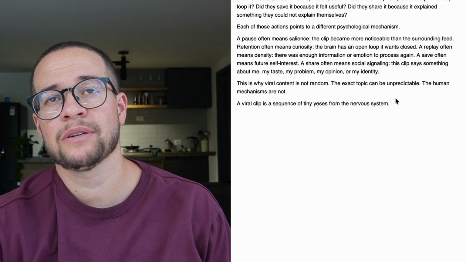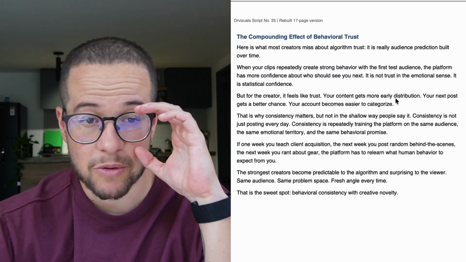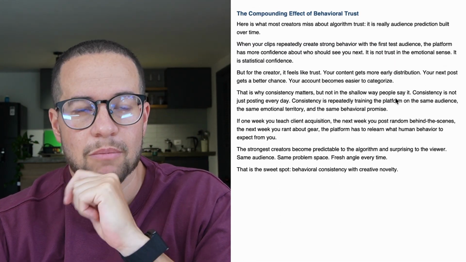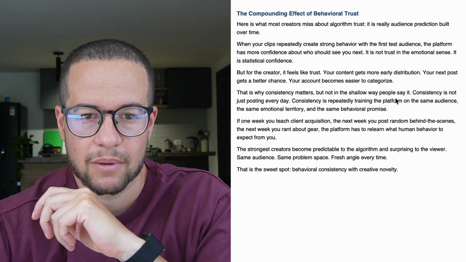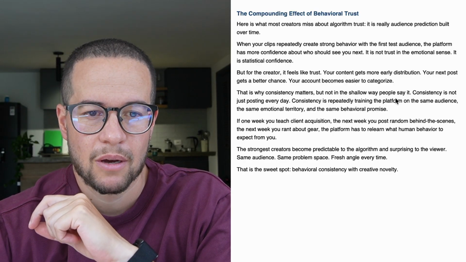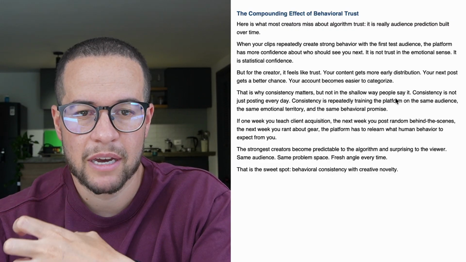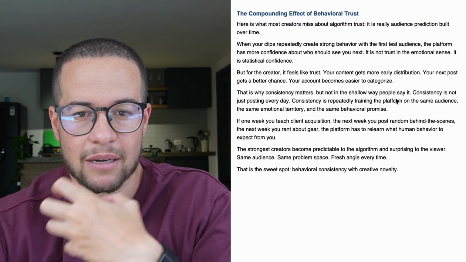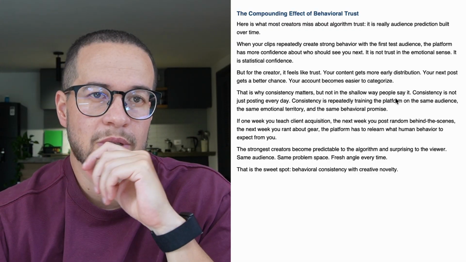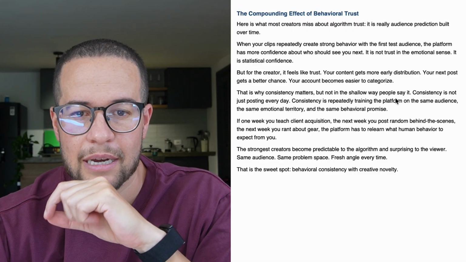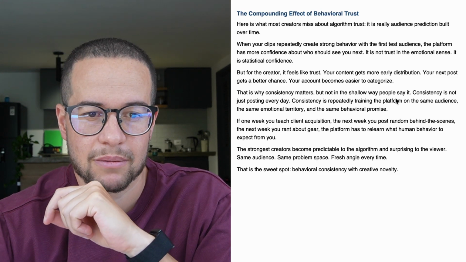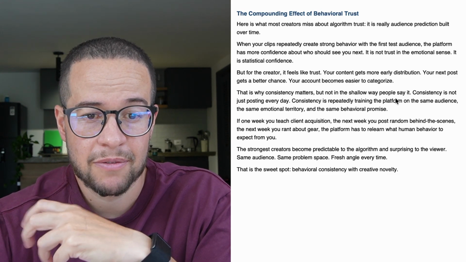So, the compounding effect of behavioral trust. Here's what most creators miss about algorithm trust. It is really audience prediction built over time. When your clips repeatedly create strong behavior with the first test audience, the platform has more confidence about who should see you next. It is not trust in the emotional sense, it is statistical confidence. But for the creator, it feels like trust.